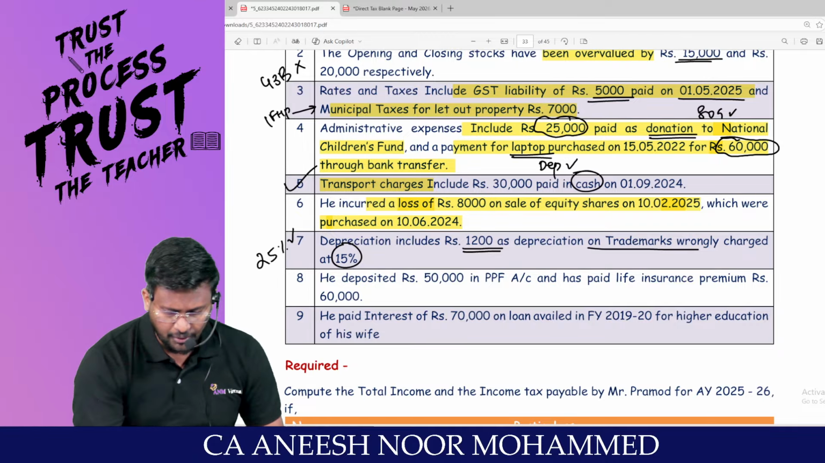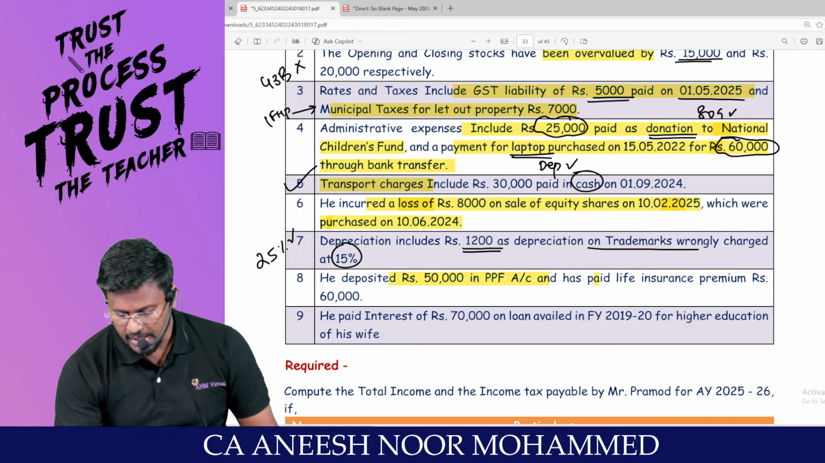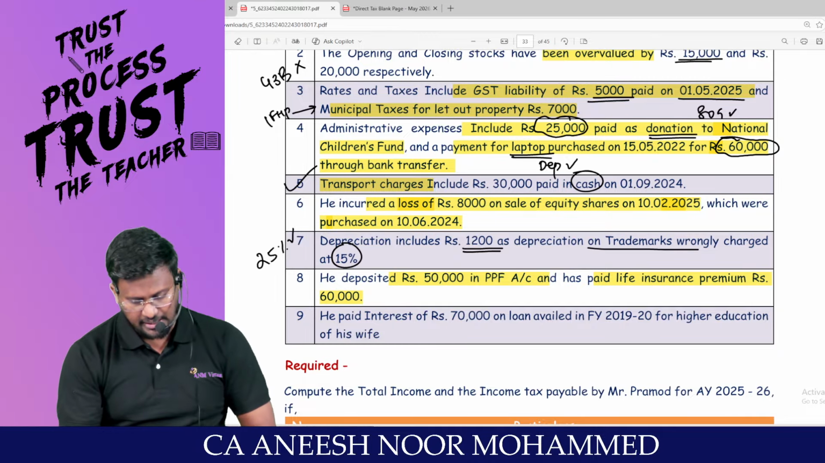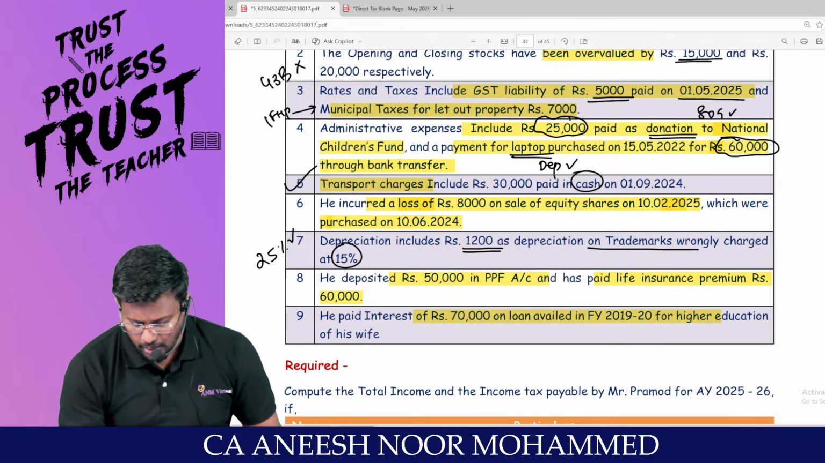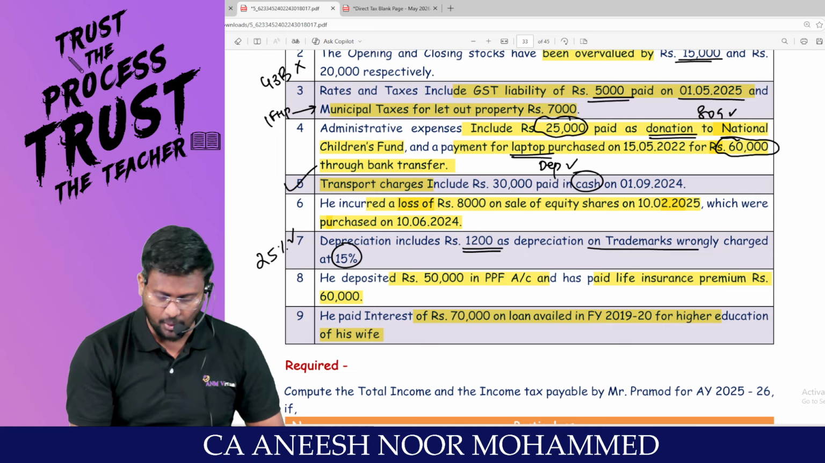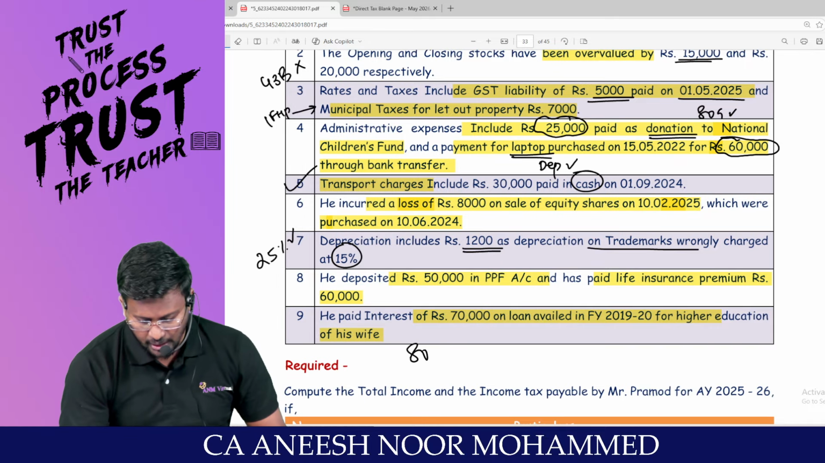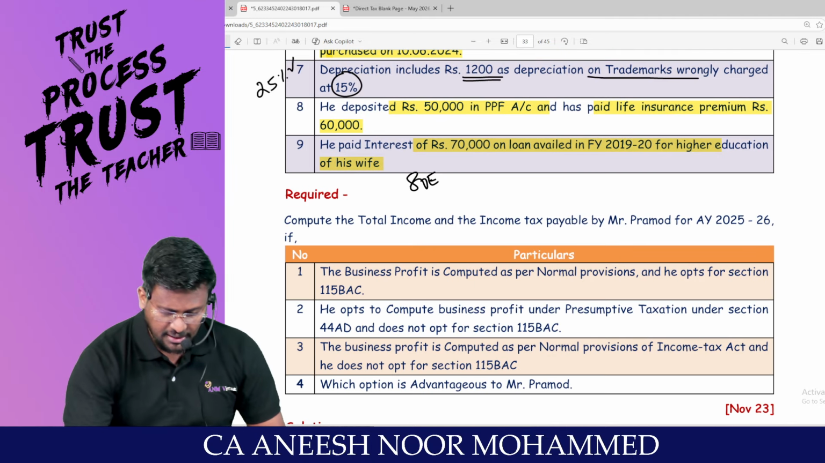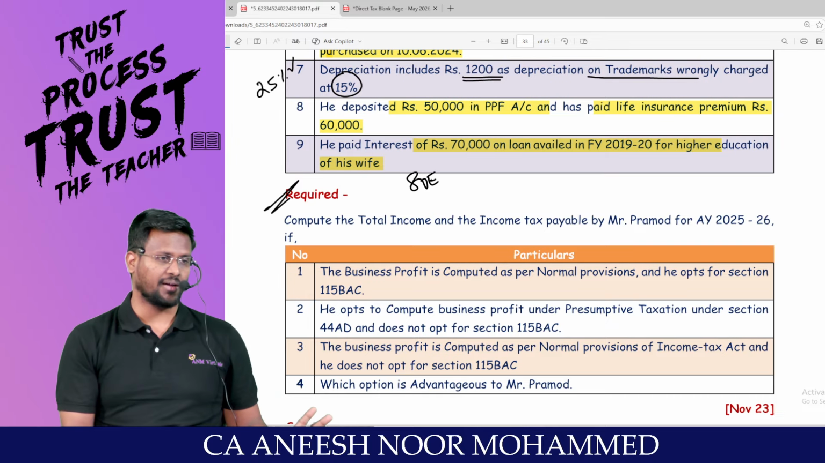He deposited 50,000 in PPF, 80C. He has paid LIC of 60,000, 80C. He paid interest of 70,000 on loan availed in 2019-20 for higher education of his wife. Wife is an allowed person. For higher education loan, he can claim 80E. These are the requirements.